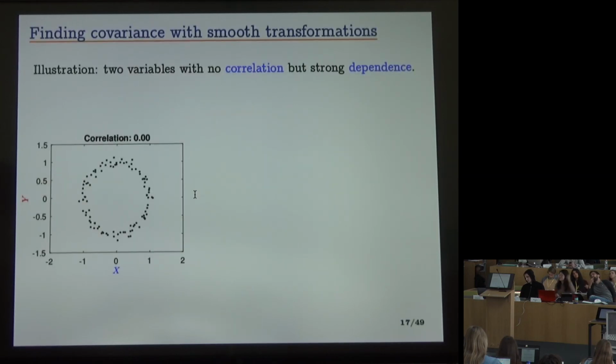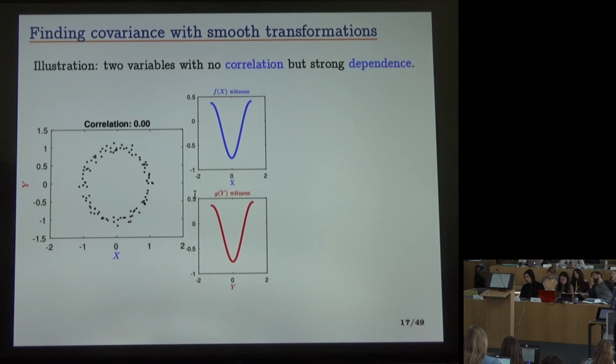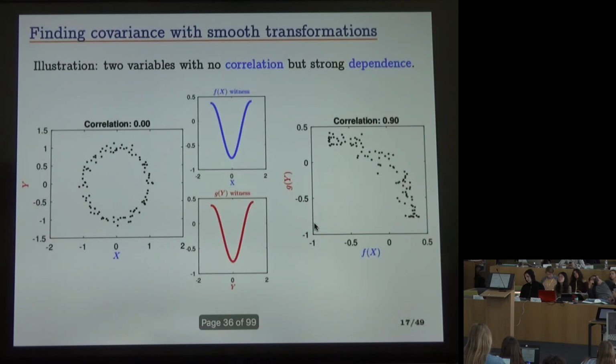So what would I do? Let's look at this last case. Let's say I've got my X and Y, and they have this ring dependence. What if I found a smooth mapping of X? I map X through this smooth function, and I map Y through this smooth function. So I transform X and Y independently, each through its own smooth function. Suddenly my correlation is actually really high. So this is an interpretable notion of dependence. Dependence means I can find smooth transformations of my data that have a high correlation.